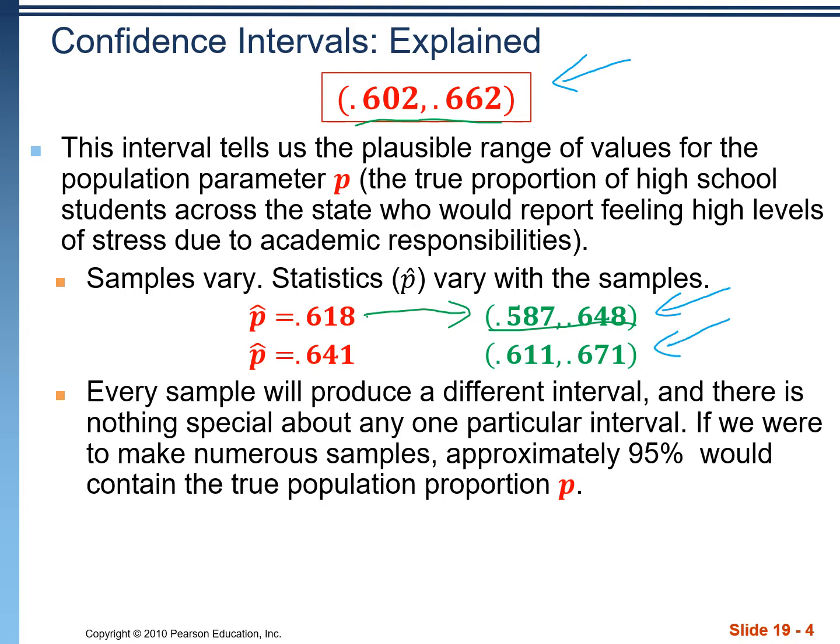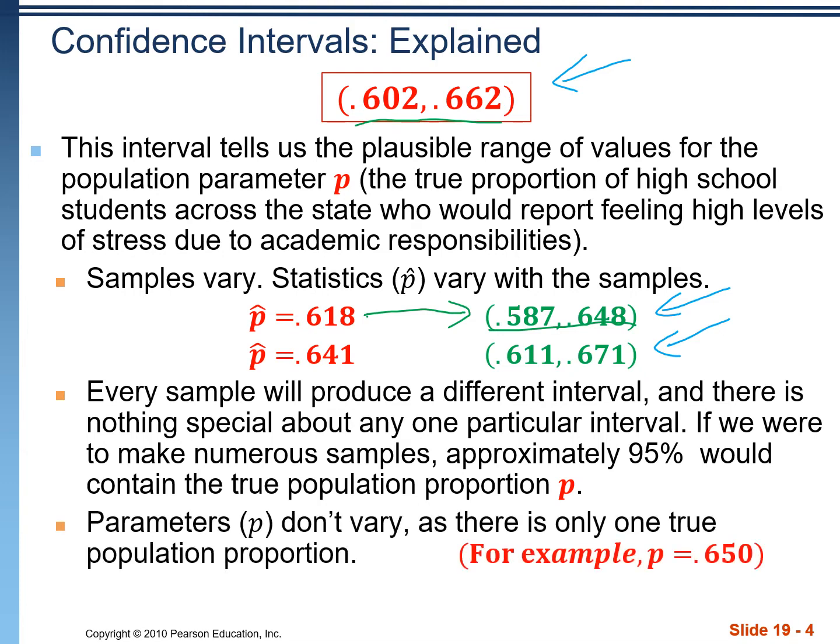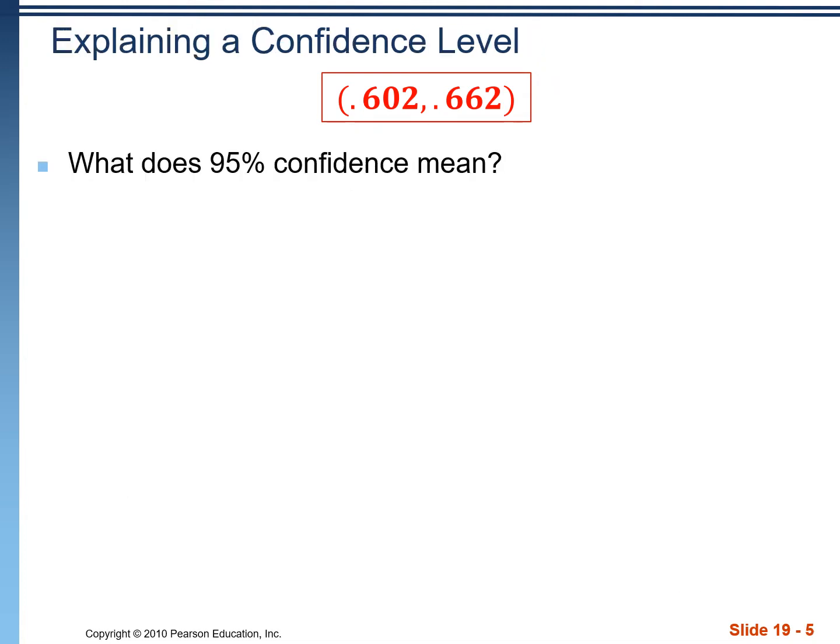Okay, what is special is the fact that if we do this over and over and over again, we expect to be correct a certain proportion of the time. Parameters don't vary. There is some true proportion of students who would feel stressed due to their academic responsibilities. Let's say it's 0.65. So what does that 95% confidence mean? It means that if we were to take a number of different samples and create a number of different intervals, we would expect that 95% of those intervals would contain that actual 65% population proportion of New Jersey students who feel stressed by their academics.